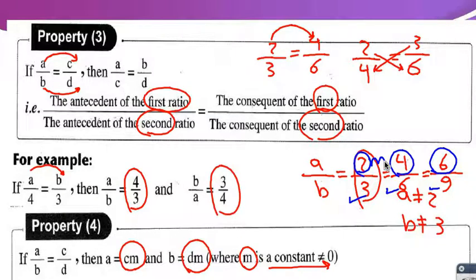Do you understand? Property number 4: if A over B equals C over D, then A equals C? No, A equals CM and B equals DM, where M is constant, not equal 0. Okay?